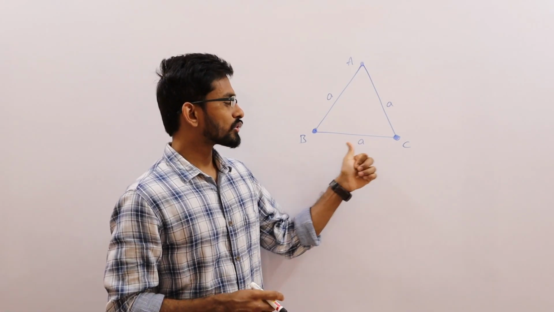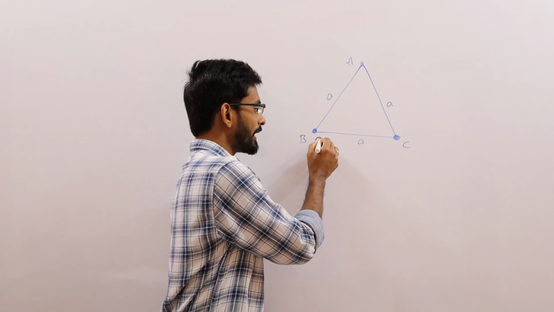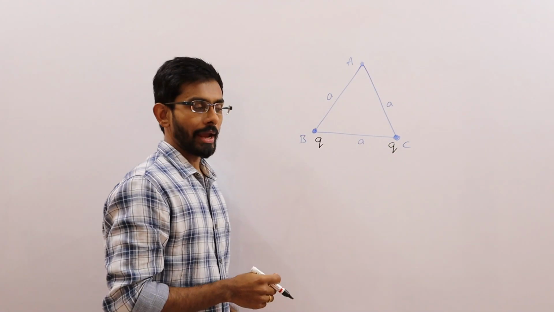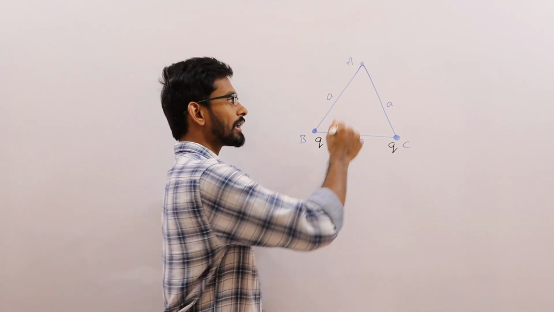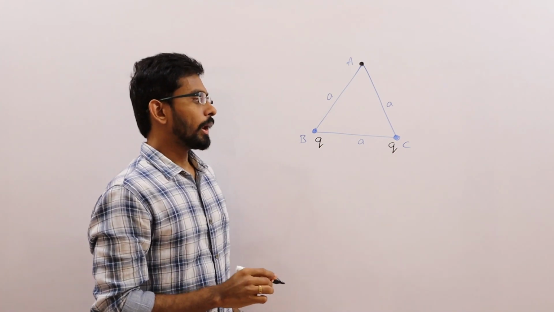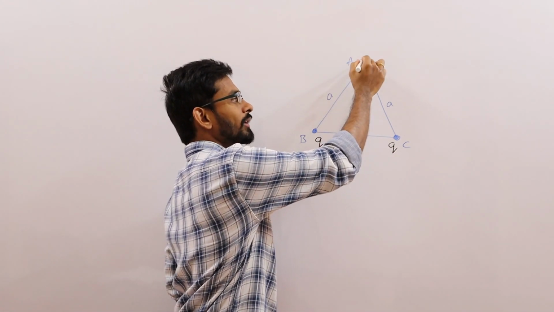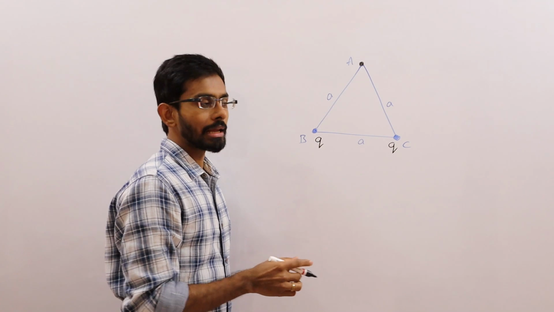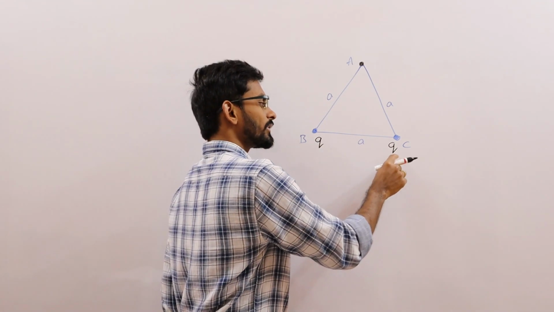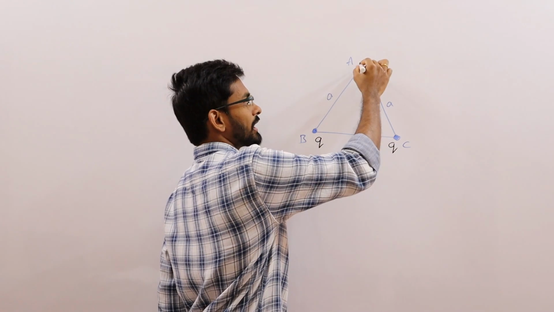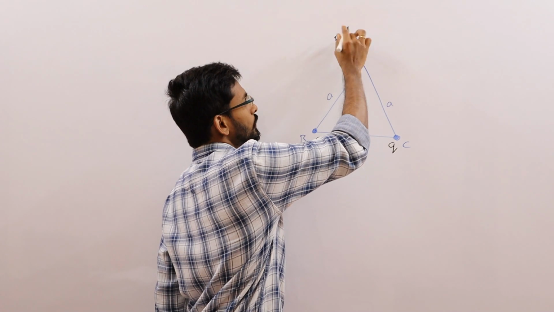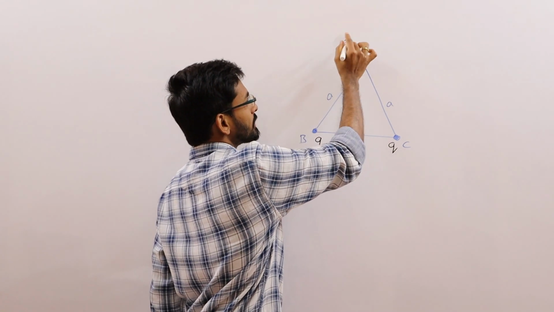Let us consider a situation where we have 2 identical charges q each on vertices of an equilateral triangle of side A. Now let us calculate the electric field at this vertex A. To calculate the net electric field at this point, first we have to calculate the electric field due to individual charges. Let us say the electric field due to this charge is E due to C, in this direction, the electric field due to the charge at C.